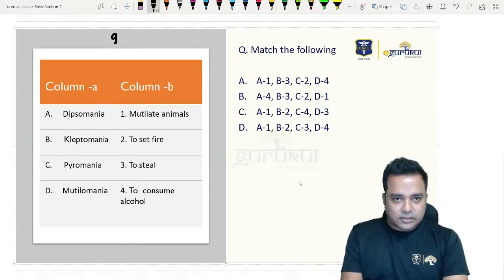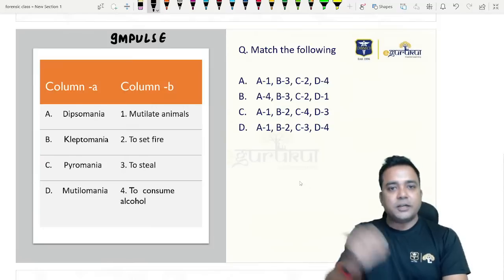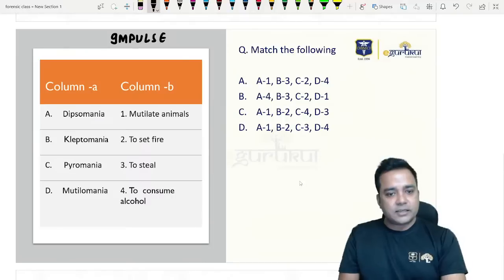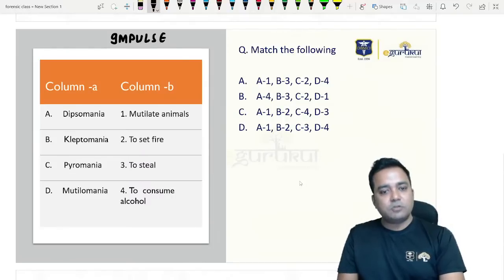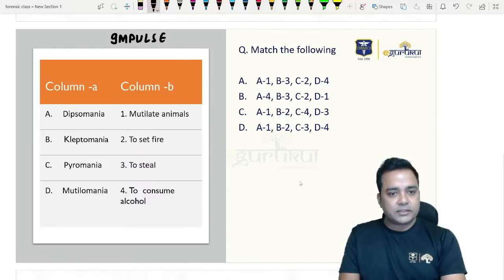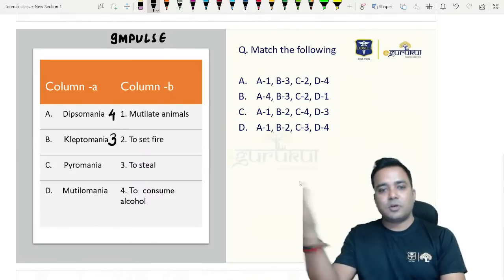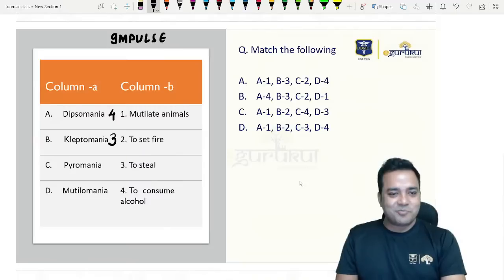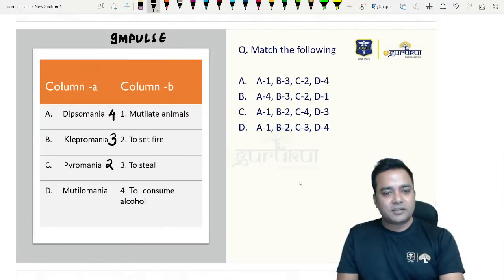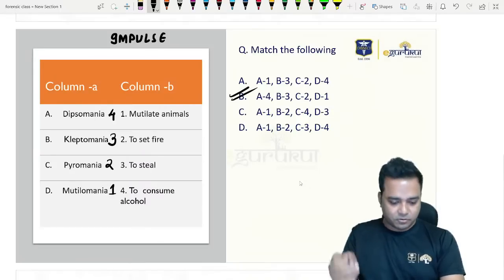So all these impulsive behaviors were given in one column and you were to match what they denote. Dipsomania is impulsive desire to consume excess of alcohol. Kleptomania is impulse to steal. This we know, this goes with 4. Pyromania is to set everything on fire, impulse to set fire everywhere. Mutilomania is to mutilate. Yes. This was again a simple question. Option B goes as the correct answer.